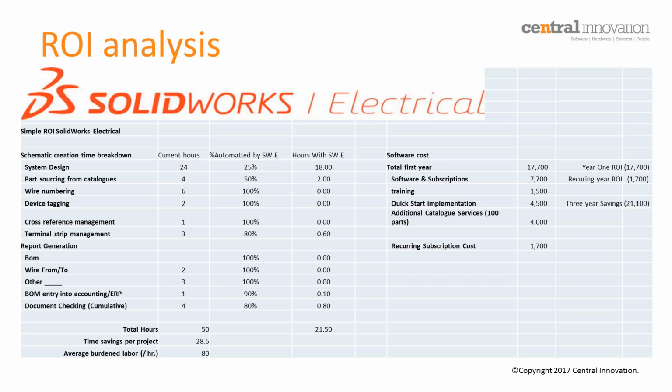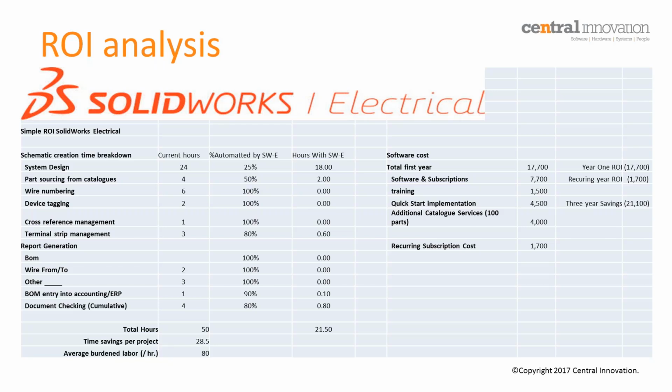This is a basic ROI analysis of an electrical project with up to 50 pages that is taken into consideration. Previously, when a system design took 24 hours, SolidWorks automates it by 25%. So now you spend only 18 hours on the same system design. Part sourcing from catalog took 4 hours. Now it takes only 50% of your time because most of the parts are already available in the database online.